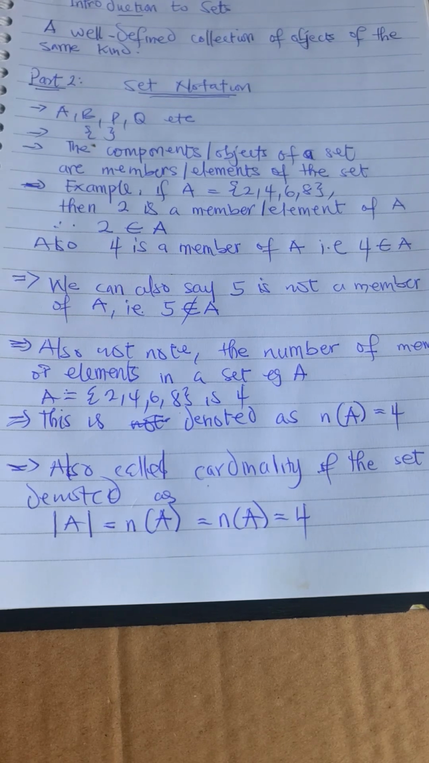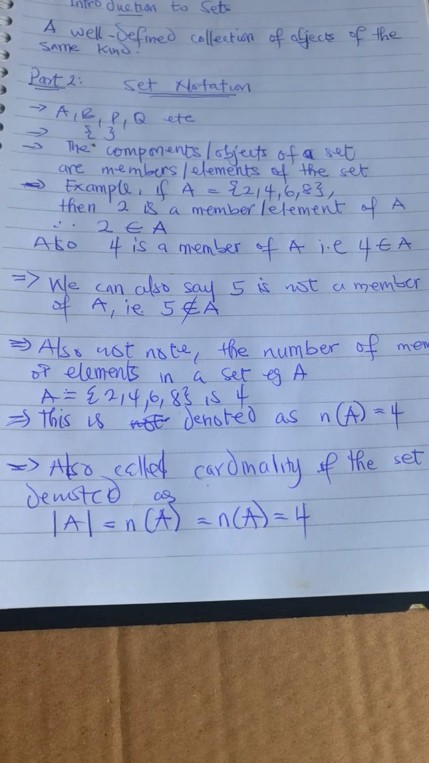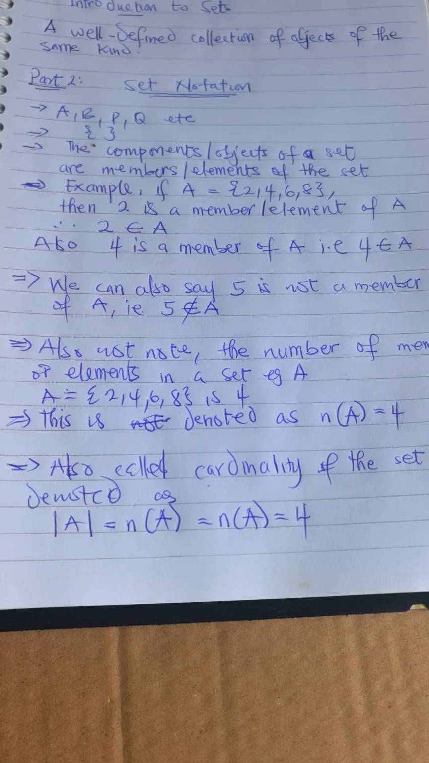In this part, we are going to look at what set notation is. A set notation means a particular or special way of representing sets. So without further ado, let's hit the ground running.